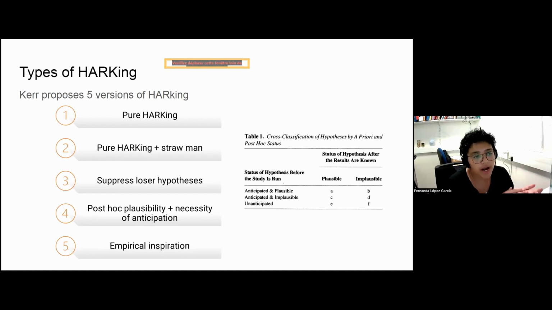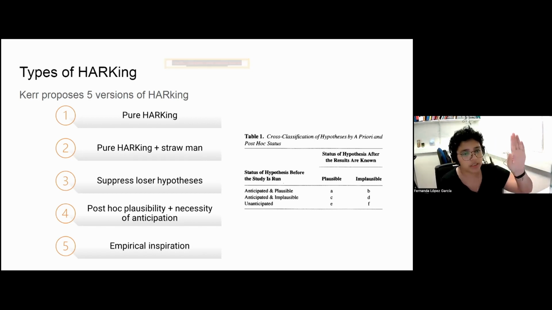Then you have pure HARKing plus a straw man. This one is the combination with the first one. Besides doing a positive hypothesis, you do a negative hypothesis to make people believe you have something to negate in your paper, on your research, sorry. Then you have suppressed the loser hypothesis. This means you don't say the hypothesis didn't happen. You just say, I had this hypothesis and it happened, and the things that didn't happen, you don't report them.